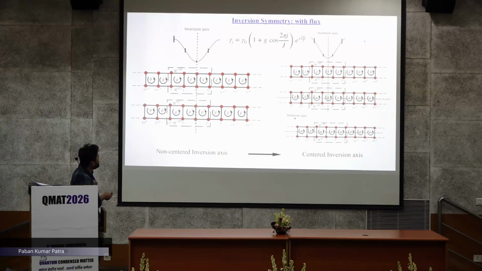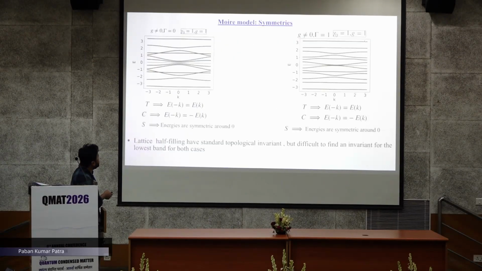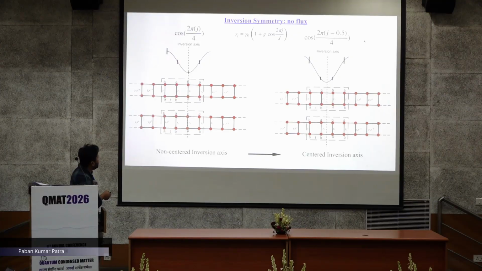It turns out that the Moiré potential actually has an inherent inversion symmetry within the potential. So this is the potential form. One can see this is the interleg hopping value. Let's say I am considering j equal to 4, so this is gamma 1, gamma 2, gamma 3, gamma 4. Gamma 2 and gamma 4 are the same, and for gamma 1 there is no corresponding value on the right side. So this has a non-centered inversion axis. However, if I choose to shift the index small j to j minus 0.5, I can see an inversion axis that is centered.